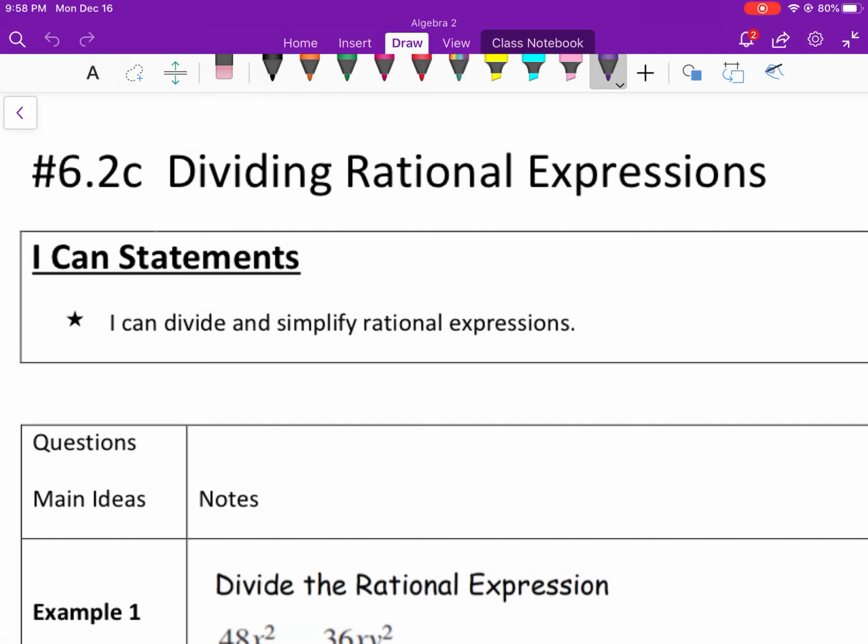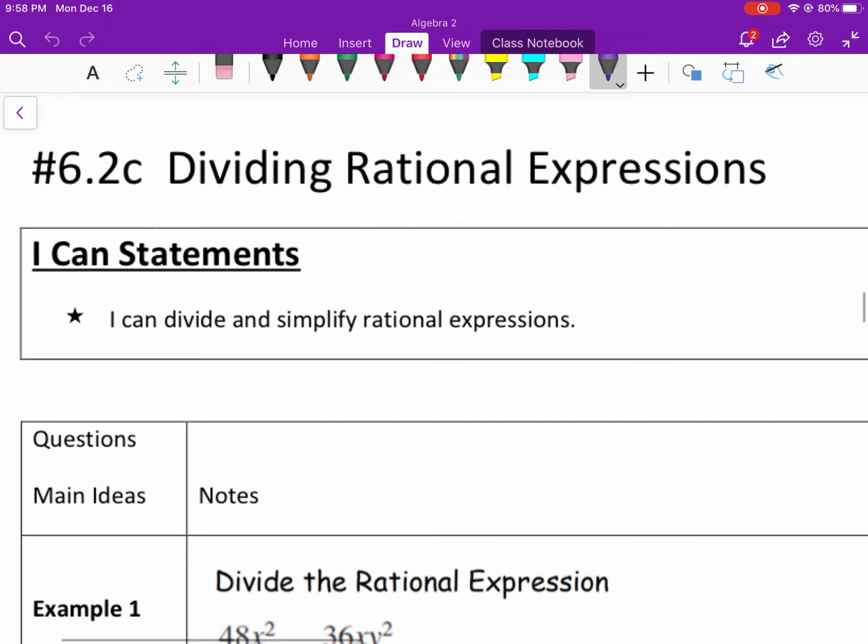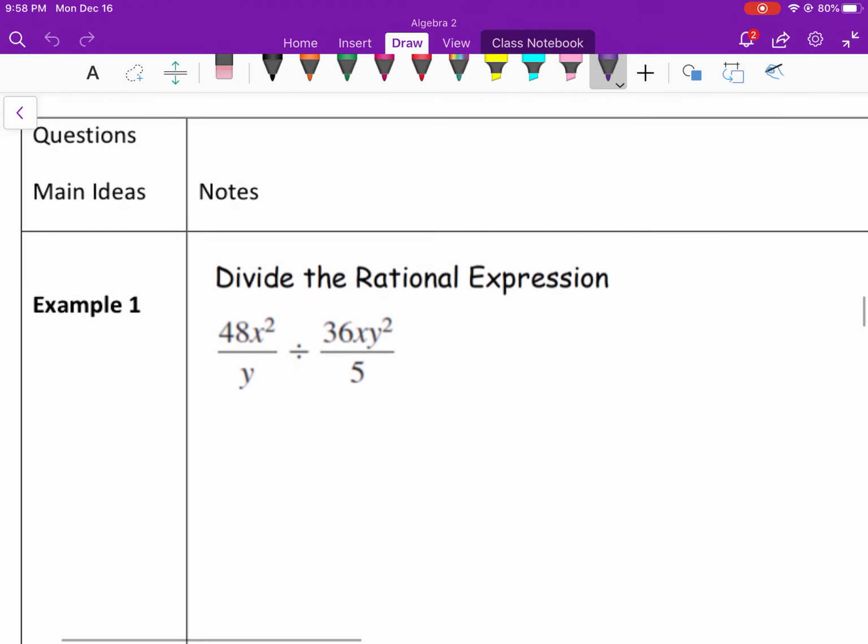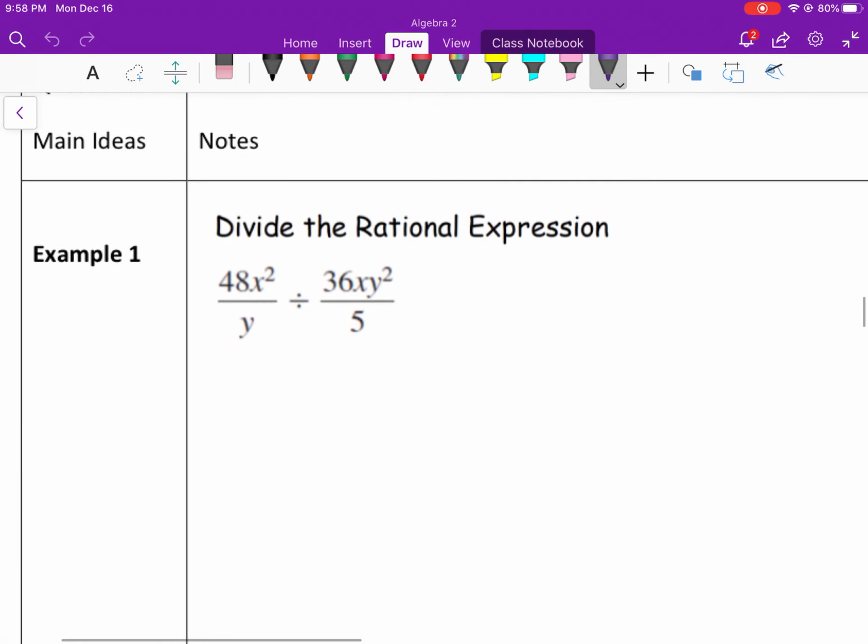This video is going to go with 6.2c, dividing rational expressions. So first remember that when you divide by a fraction, like if you were to take 2/3 divided by a half, that dividing by a half is actually the same thing as multiplying by 2. So when you divide by a fraction, you multiply by the reciprocal. So then you would get 4/3.